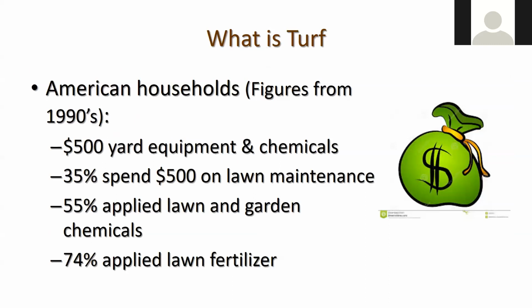So in the late 90s, and I need to see if I can find a new study on this, the average homeowner spent $500 a year on yard equipment and chemicals, and then 35% of us spent over $500, and that included lawn maintenance. 55% applied lawn and garden chemicals to their lawn, and then 75% applied fertilizer. And so, in industry, if I owned a fertilizer company and I knew almost 75% of US homeowners applied fertilizer that had lawns, I mean, it's a big industry.